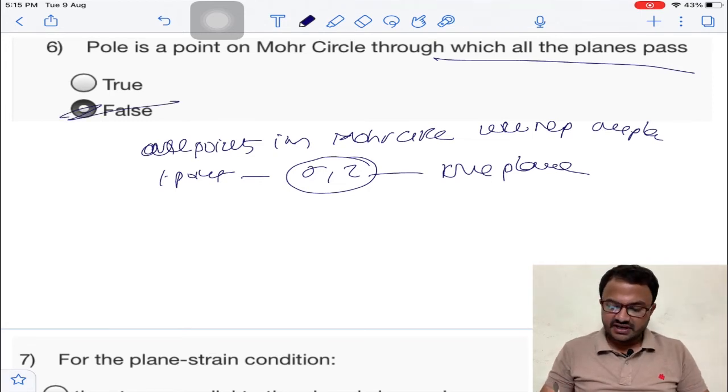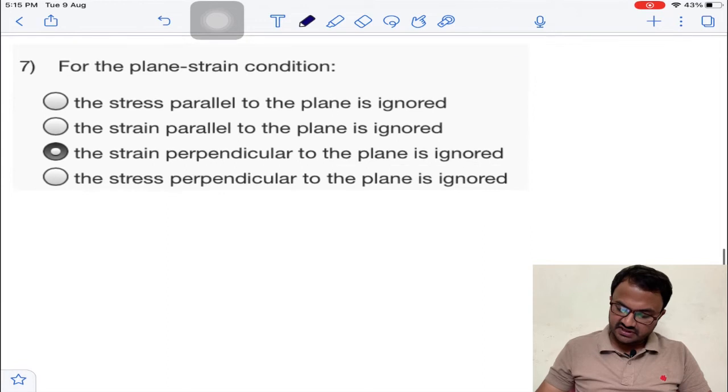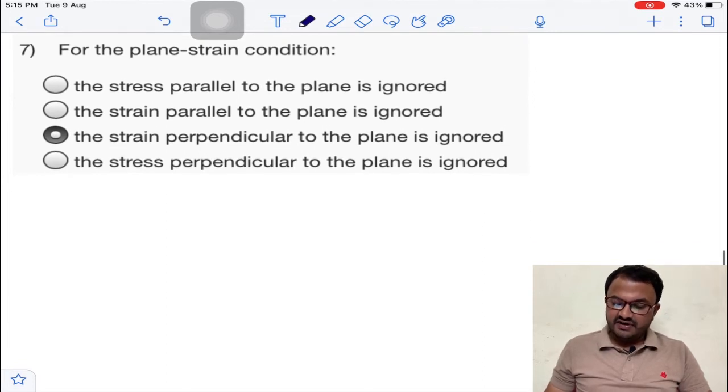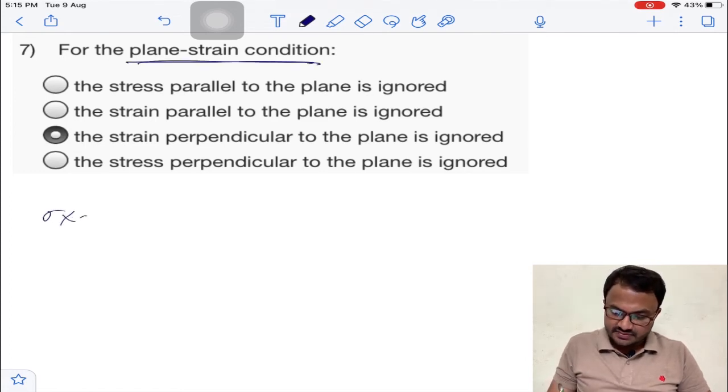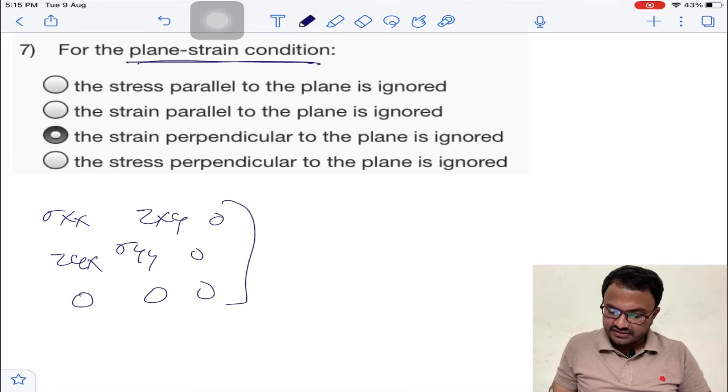Okay, so the statement is false. Question number 6, it is a false statement. For plane strain condition, we'll write the stress matrix and strain matrix. For plane strain condition, the stress matrix is sigma xx, sigma yy, tau xy, tau yx, and the remaining all 0. And it is a stress matrix.